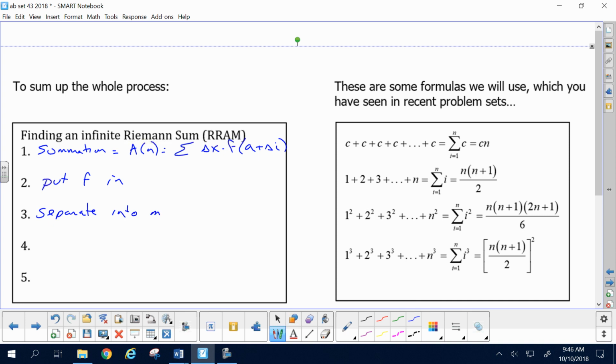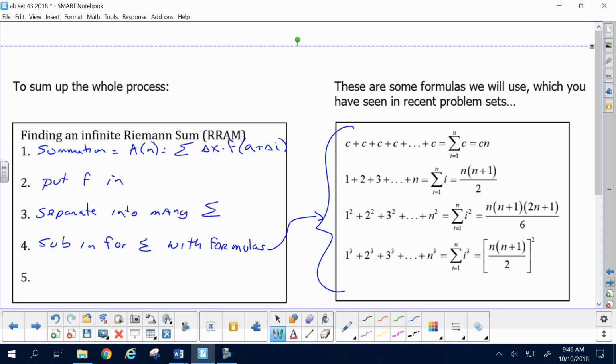After that, we separated into mini summations. That was the tedious stuff, a lot of algebra. Okay? After that, then we subbed in for the summations with formulas. Those are the 4 main formulas.